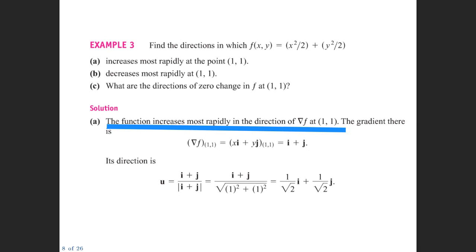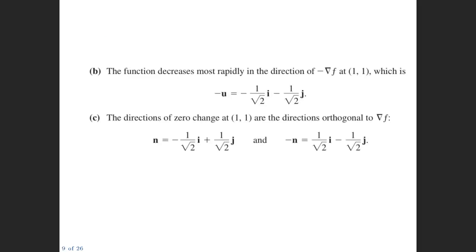Let's move on to part B. As the book says, the function decreases most rapidly in the direction minus nabla f. So that's the opposite from the previous example. Just take the answer to part A and put a minus sign in front of it.